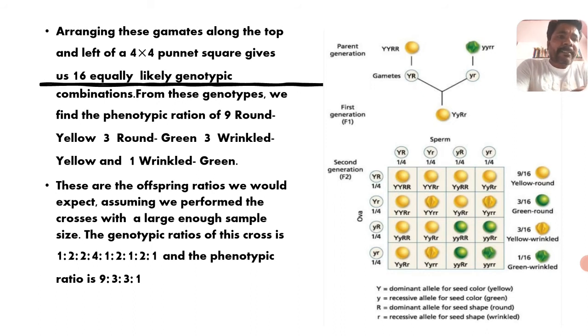And the next one is green with round. Yes, green with round, they are mentioned as green. Yellow with wrinkled: the seeds are not smooth, their surface is wrinkled. And the last one, at the corner, you get the green with wrinkled as such.